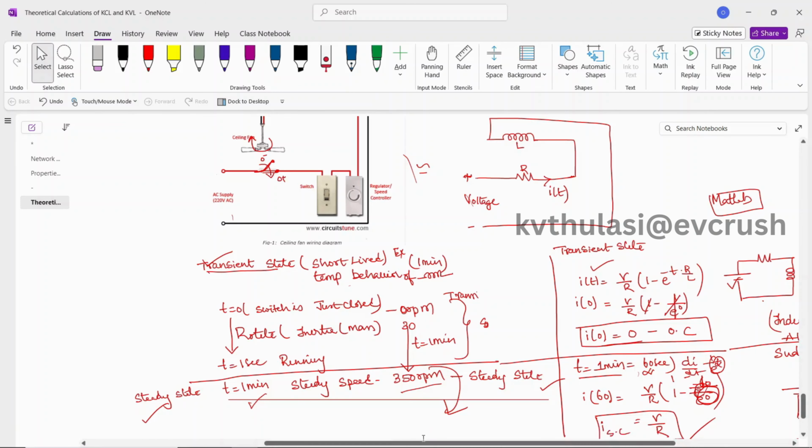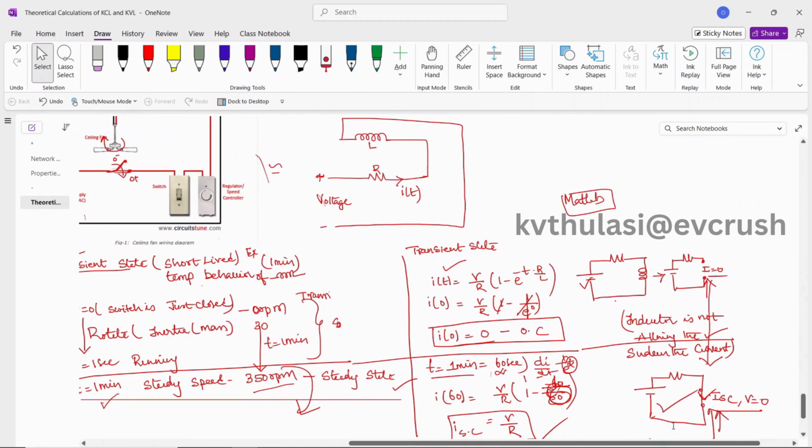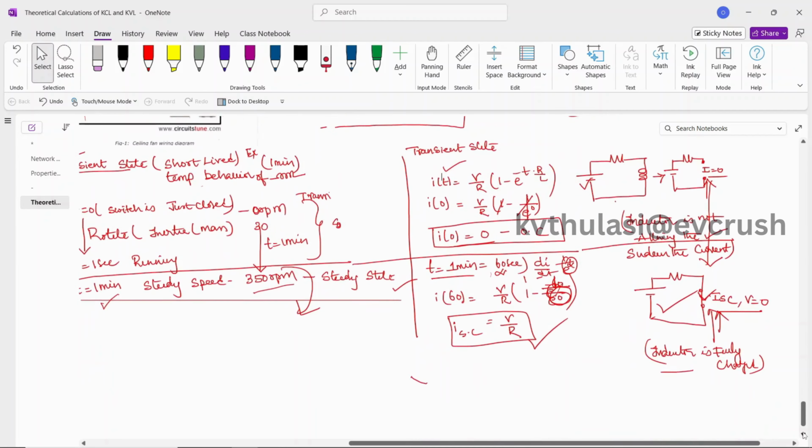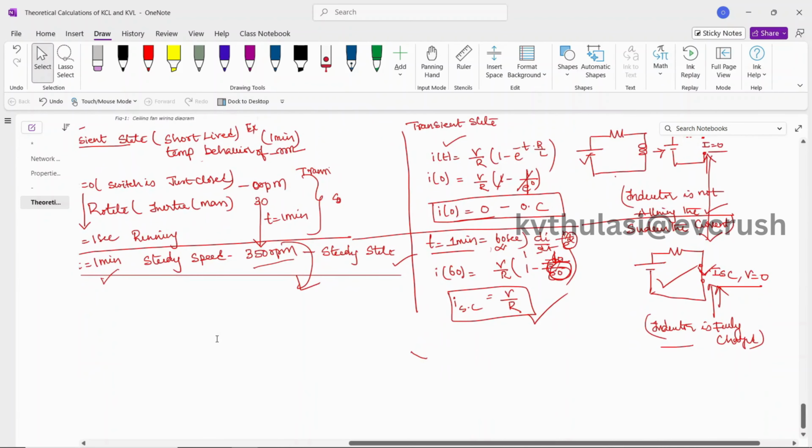That's how an inductor acts as a short circuit in steady state. That's why the inductor will act as a short circuit, and this is the behavior of an inductor with a DC supply. Hope you are able to understand. Let's try to see more videos like this if you are interested. This is how generally to understand the subject.